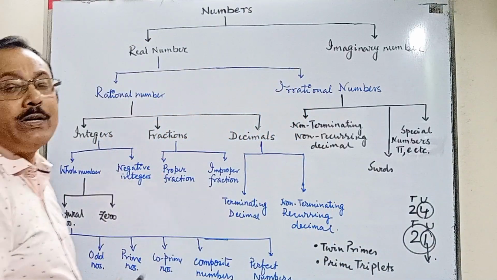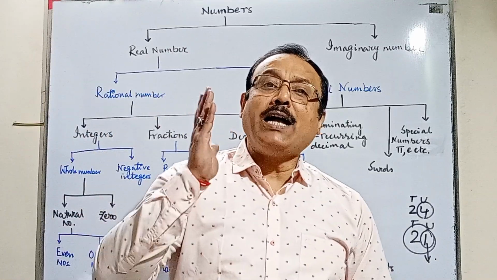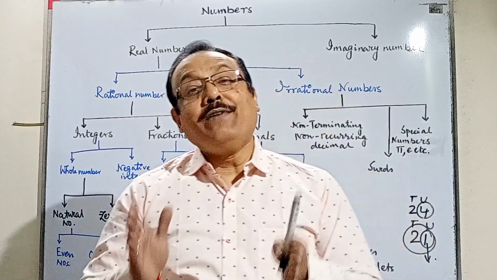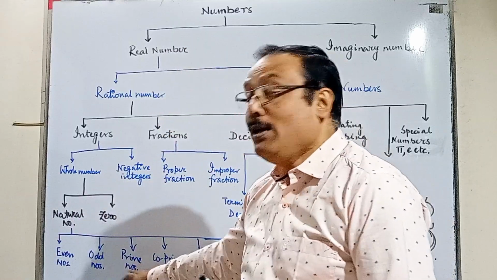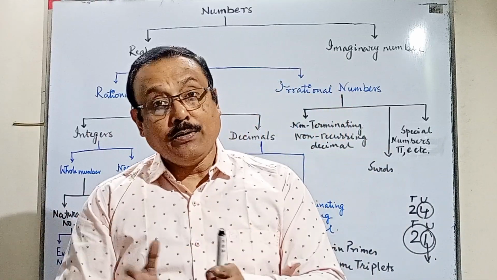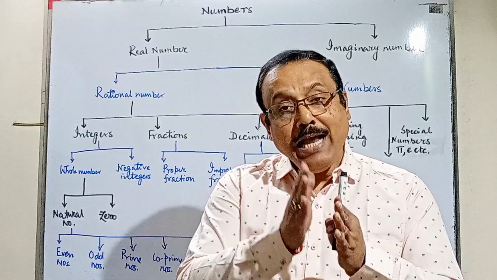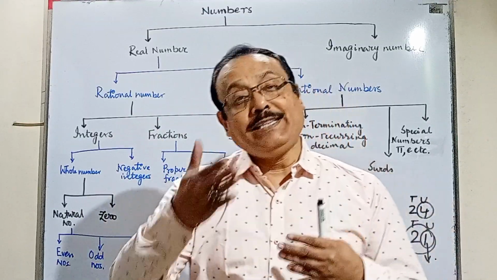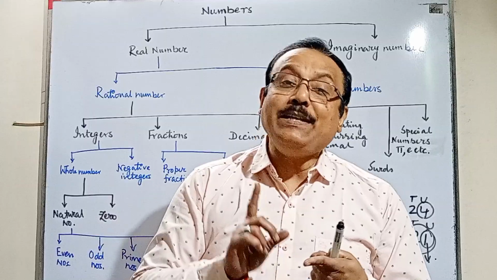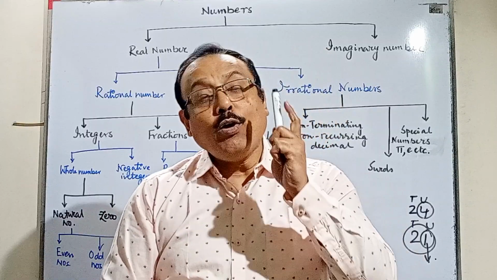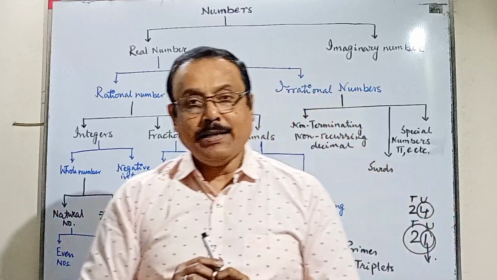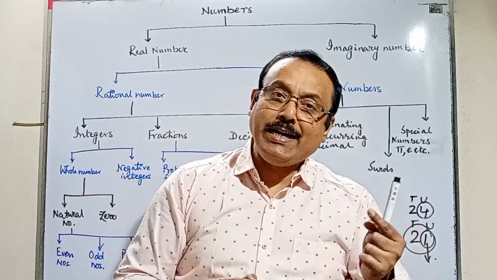Then comes prime numbers. What are prime numbers? Prime numbers are those numbers which are greater than 1, mind it. This prime number should always be greater than 1; 1 is not taken into consideration. Prime numbers are those numbers which are greater than 1, and they are exactly divisible by only 1 and the number itself. Suppose I take the number 7, then I can divide 7 by 1 and 7.